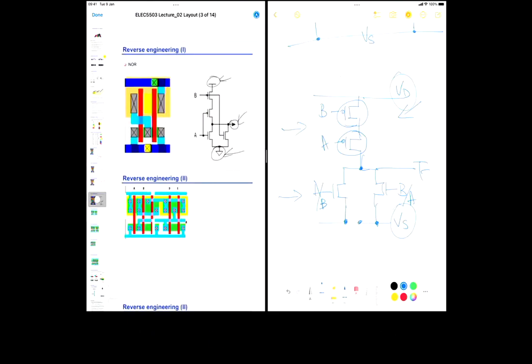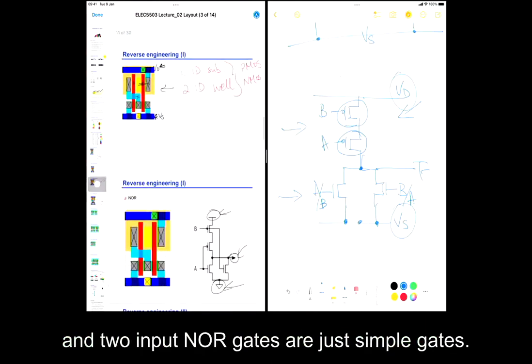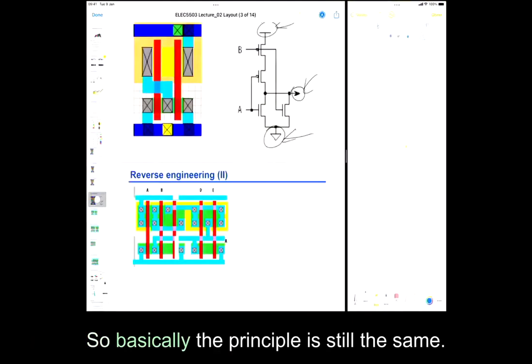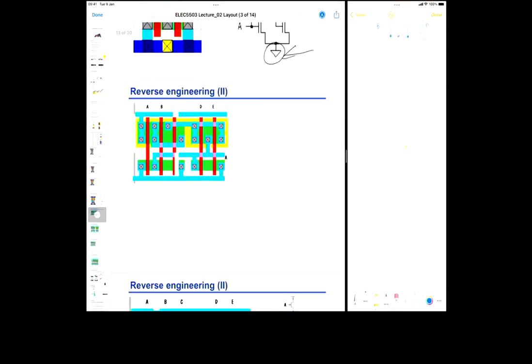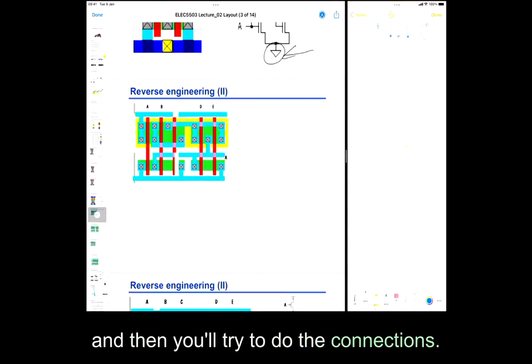Can you guys hear me? All right. So these are the two-input NAND gates and two-input NOR gates, which are just simple gates. Very often you have custom design circuits like this. The principle is still the same. First, identify where your PMOS and NMOS are, and then you try to do the connections.